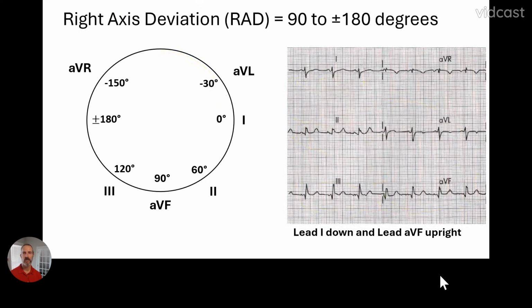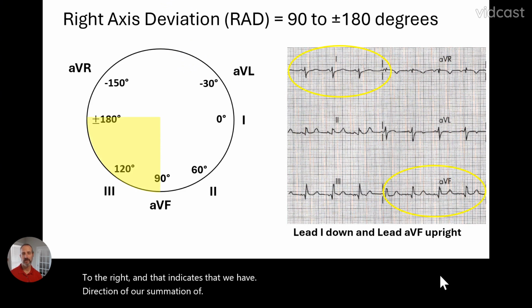Moving on to an example of right axis deviation. Now we have our thumbs technique, and in this case, lead 1 is down. So my left thumb is down, therefore we have right axis deviation. The right thumb is up, kind of pointing over to the right, and that indicates the direction of our summation of electrical energy. The vector is heading towards the right side of the heart.